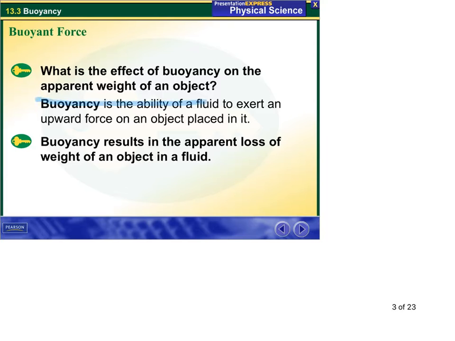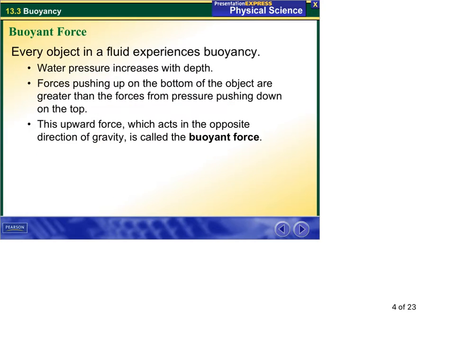The definition of buoyancy: the ability of a fluid to exert an upward force on objects placed in it. Buoyancy results in the apparent loss of weight of an object in a fluid. Every object in a fluid experiences buoyancy.